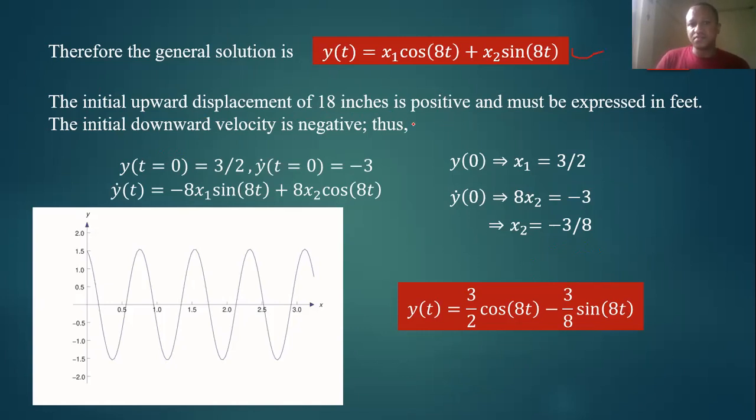So initially, an upward displacement of 18 inches, that is positive because it is given upward, and must be expressed in feet, because it is given here in inches. So 1 foot is equal to 12 inches.